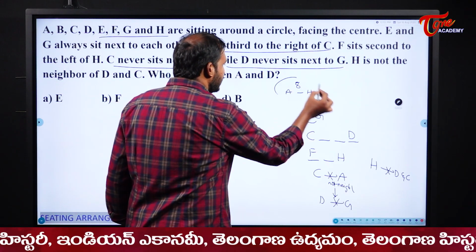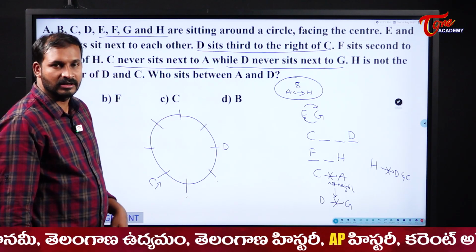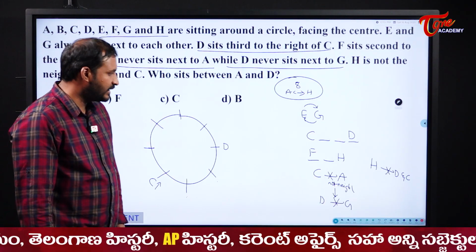Now see here next. There are 8 people between A and H; from A to H, that is the meaning. Not that there is one person between A and H. That is a wrong one. Next, see here.